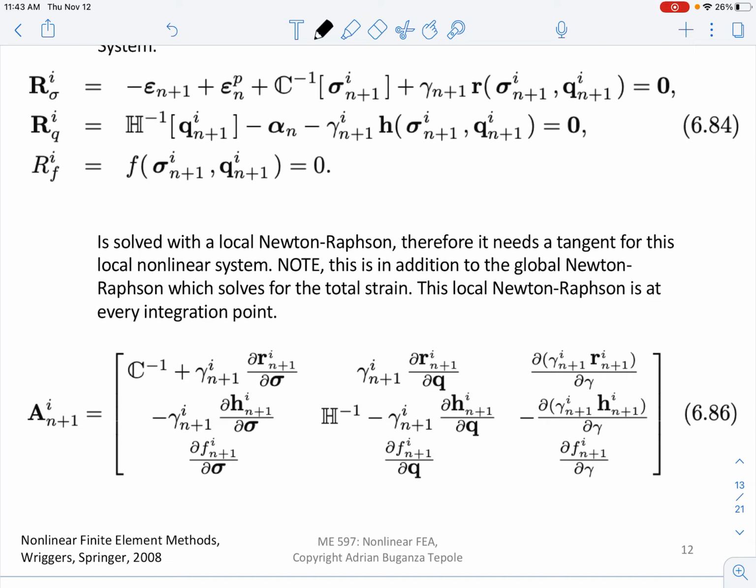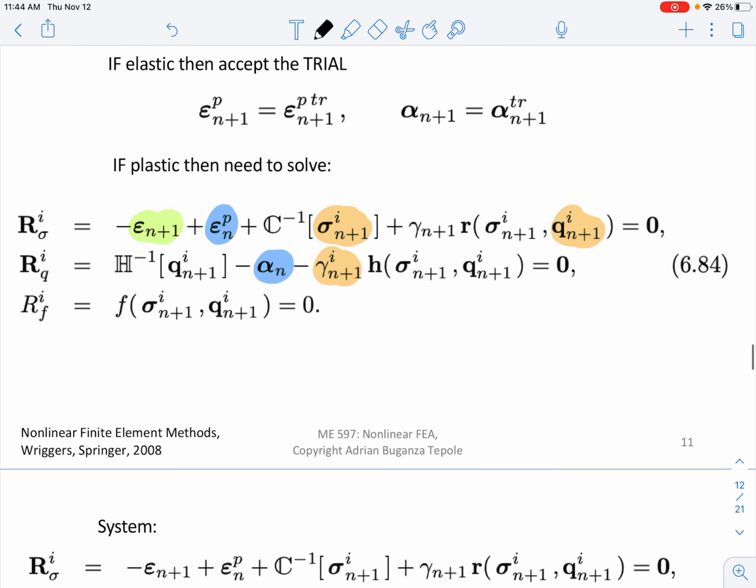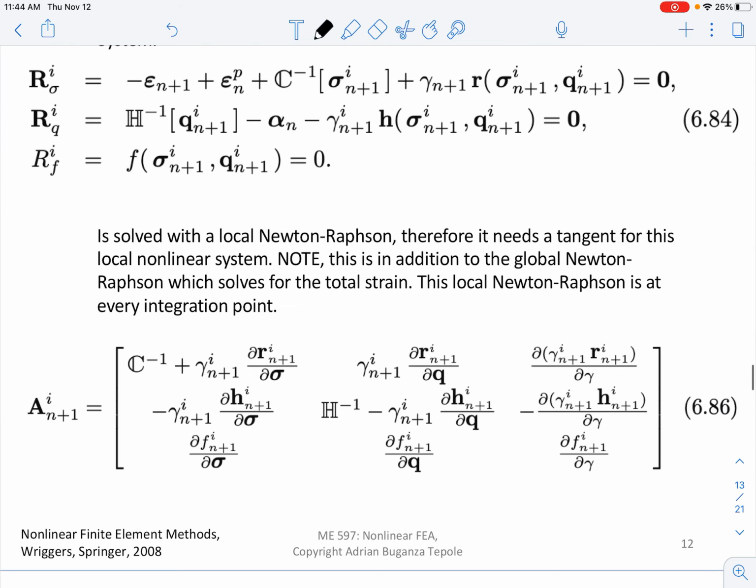So you have the global Newton-Raphson, which is trying to solve for the global displacements, the displacements of all the nodes. And now this Newton-Raphson is at the integration point. So at the integration point, like I said, you come in with the previous time step values, and you come in with your current guess of the total strains. And then your goal is to find the new stresses, the plastic flow, and the new back stresses. And to do that, you need to solve these equations, but they are nonlinear. So Newton-Raphson, but only at this integration point.